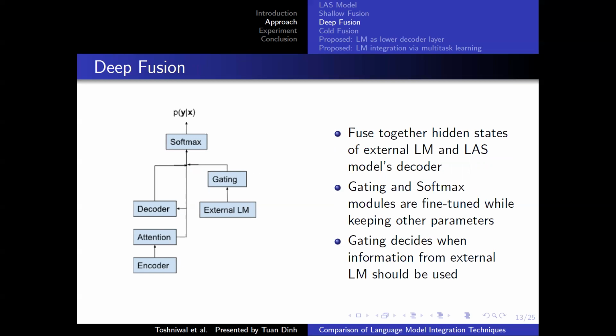Deep fusion fuses together the hidden states of the external language model and the LAS model's decoder. The LAS model and the external language model are first trained separately. To combine the two models, a gating module is introduced. Both the gating and softmax modules are fine-tuned while keeping the other parameters fixed. The gating module decides when information from the external language model should be used.